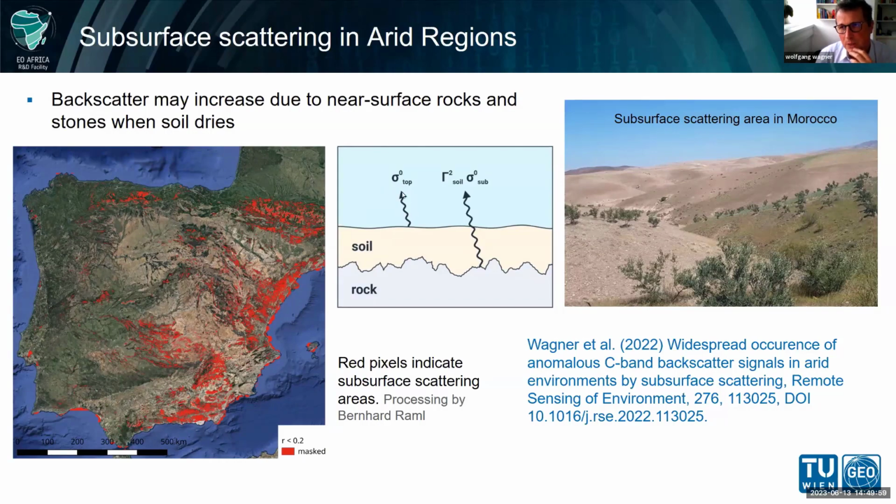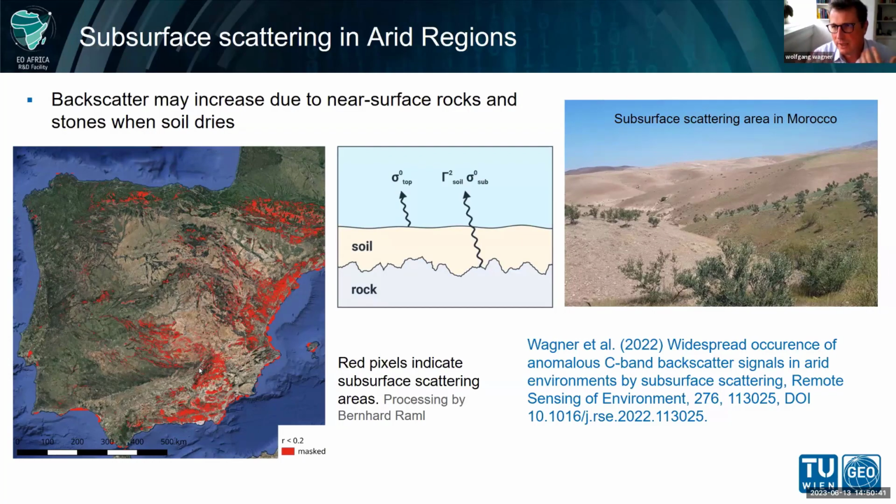Firstly, the signal from the top increases. This is the normal kind of soil moisture signal we see from other areas. On the other hand, the signal from the rock is strongly dampened. So the overall effect is that if this layer of sand is wetting up, backscatter may first go down, and only when it's wet enough does it go back up again. So in such environments, as you see here in a picture from Morocco, it may be that the data from the different sensors show very strong anomalies.